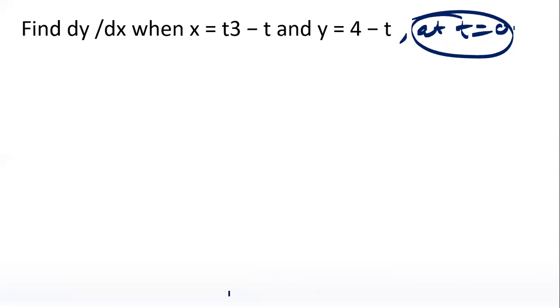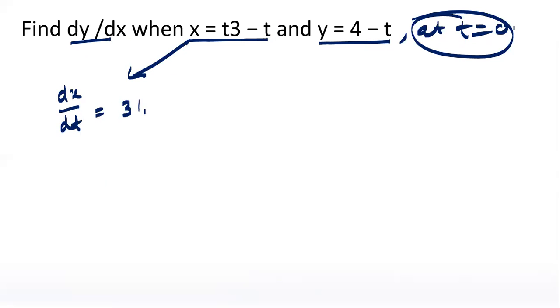Now let's take one more example. Find dy over dx when x equals t cube minus t and y equals 4 minus t at t equals 0. The first step would be, we will find out dx over dt. It will be 3t square, because differentiation of t cube will be 3t square, minus differentiation of t will be 1. Now find out dy over dt. 4 is constant, its differentiation will be 0 and derivative of t would be minus 1 only.